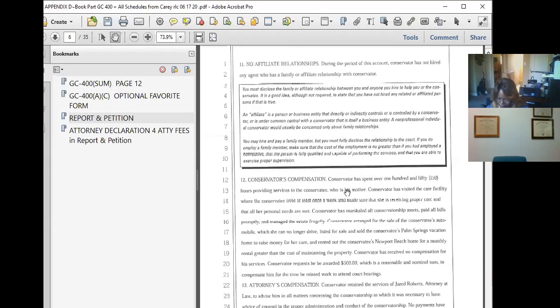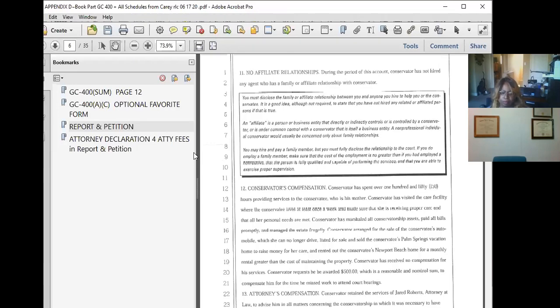A paid professional, and I'm just going to show you, so I'm going to put it in front of the camera for you. It is local court rule 7.450. You can look that up if you need to. But I'm going to put it in front of you just to show you real quick.